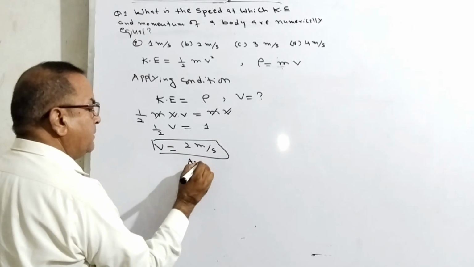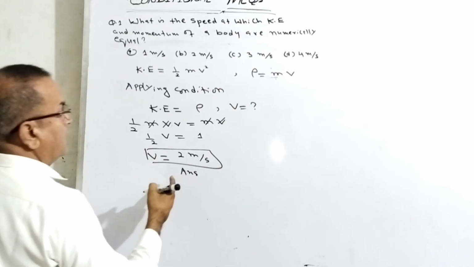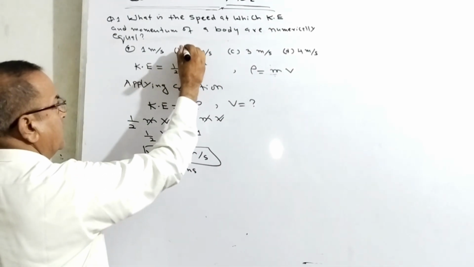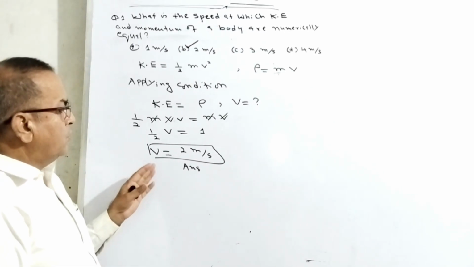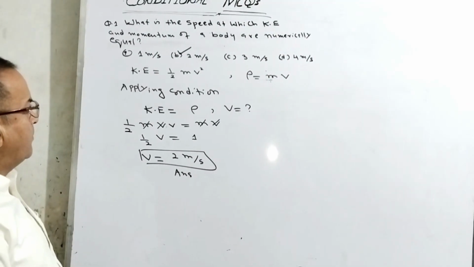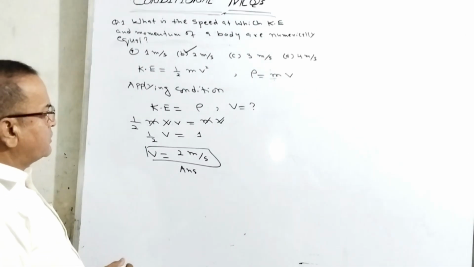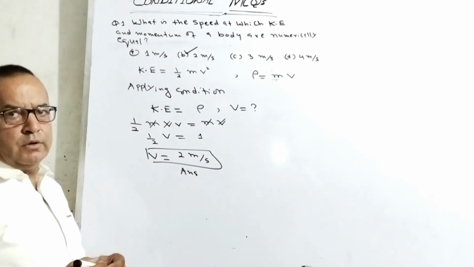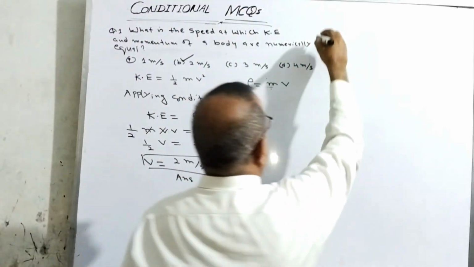This is the speed at which momentum and kinetic energy are numerically equal. So when you have such types of problems, they must have some condition, so we have to keep the condition in mind and then go on to solve it.